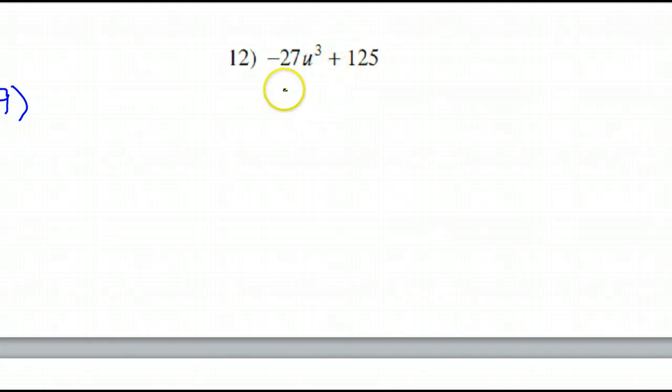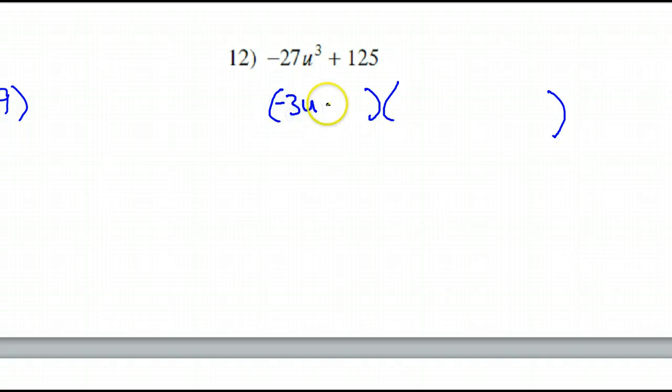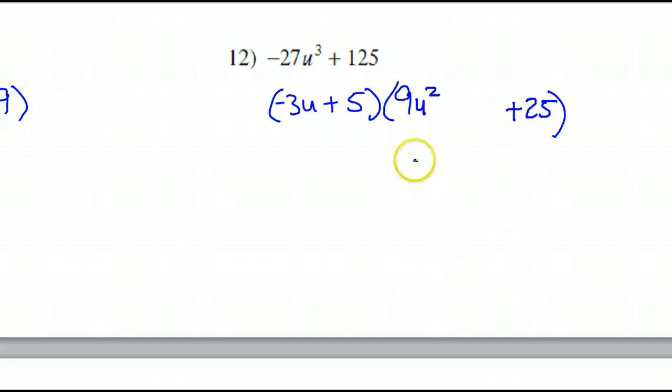All right, for number 12, we're going to have a binomial and trinomial. Okay, the root of negative 27 is negative 3. So I'll have negative 3u plus 5, root. If I square negative 3u, I'm going to get 9u squared. If I square the 5, I'm going to get 25. If I multiply these together, I'm going to get negative 15u, but I will do the opposite sign. So I'll put positive 15u.